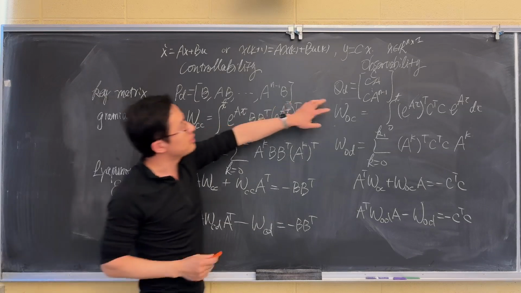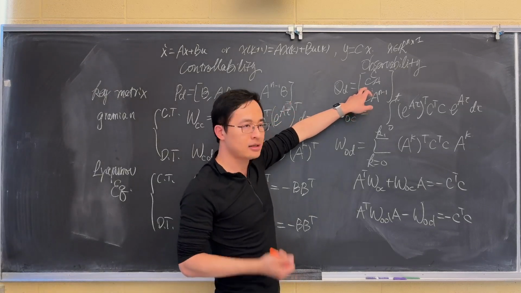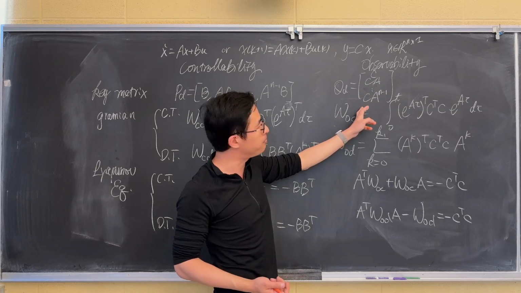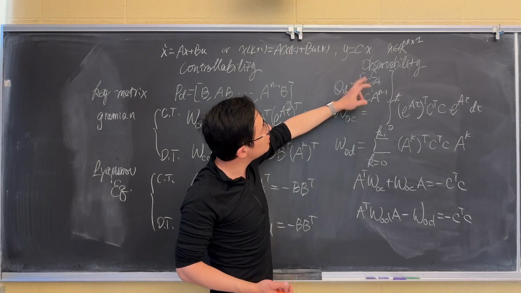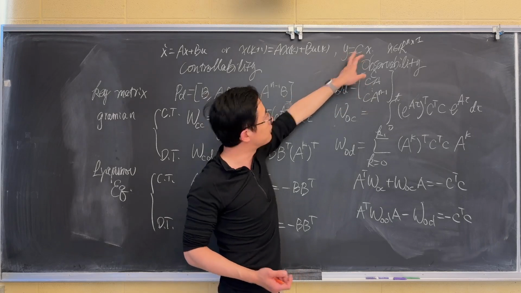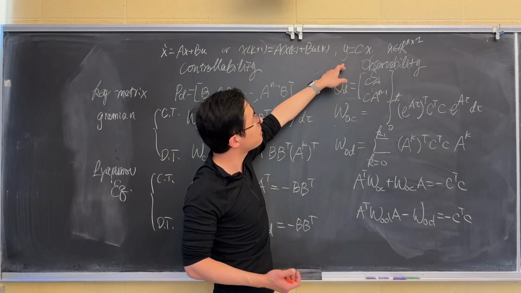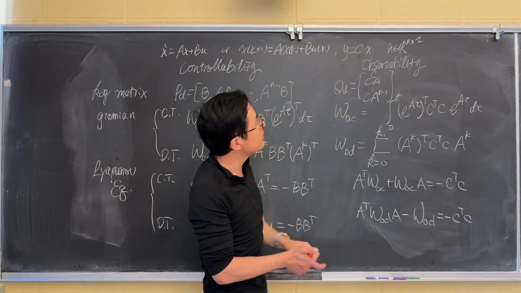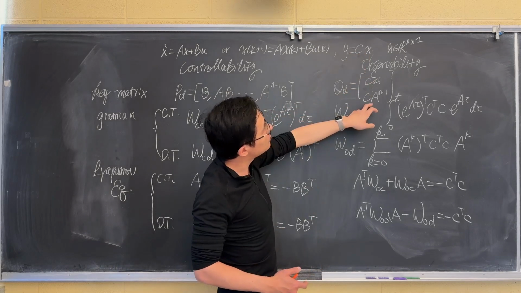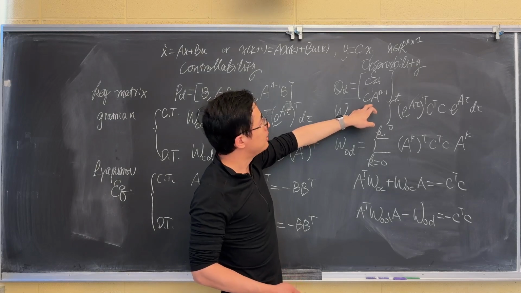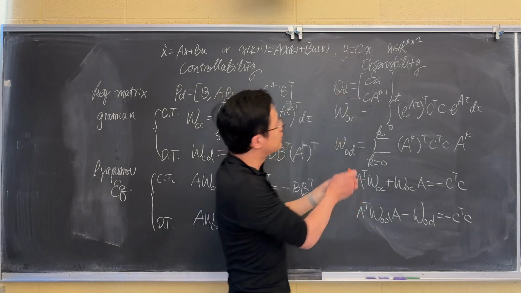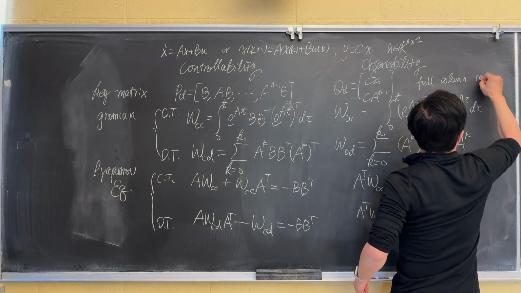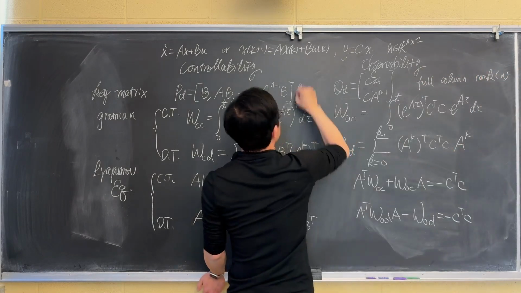Observability is a different story. It relates only to the C and A matrices. It doesn't relate to the B matrix, because observability is about whether you can infer x from your observation y. So the C matrix becomes important here, and it's C, CA, all the way to CA to the power of n minus 1. The observability condition is that this has to be full column rank. And then this is full row rank.